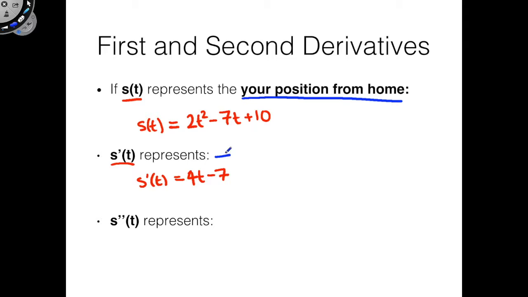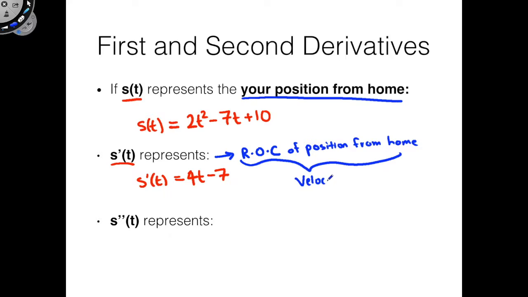So therefore, if we think of S of t as our position from home, we can think of S prime of t as being a rate of change of position from home, right? So at any instant time t, S prime of t tells you the rate of change of your position from home. And a fancy word for this is basically velocity. The word we use for that is just basically velocity, and it's called v of t. Okay.